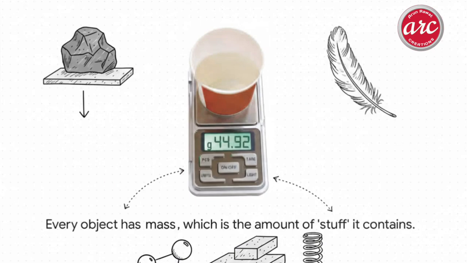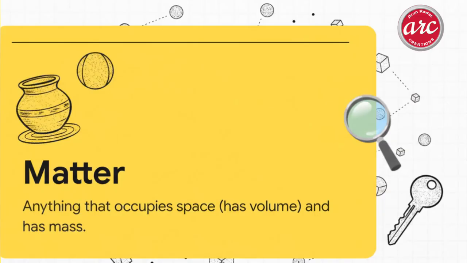The second universal property is mass. Mass is just the amount of stuff that's in an object. We measure it with a scale. Everything you can touch, from a giant heavy rock to a tiny light feather, has mass. And there it is. That's the answer to our very first question. Anything that has volume, that takes up space, and has mass is called matter.